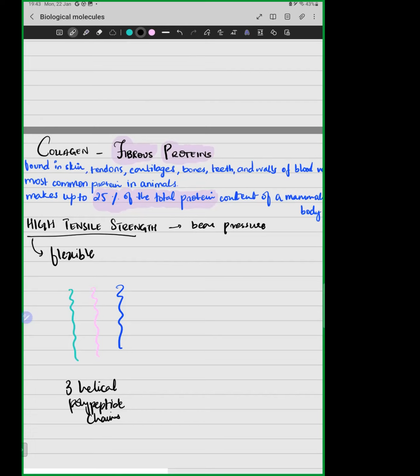And why is it a quaternary structure? Because for a quaternary structure, there has to be two or more than two polypeptide chains. And over here, we can see the three helical polypeptide chains are going to associate to form a collagen molecule. Okay, so what happens is that there are three polypeptide chains and they are helical in nature. Helical का क्या मतलब होता है? Spring like. I'll just write that down.